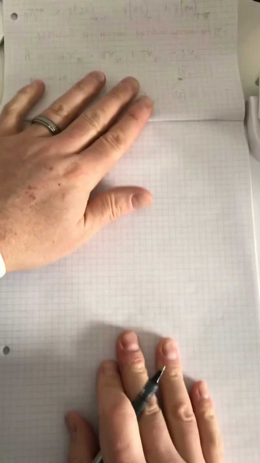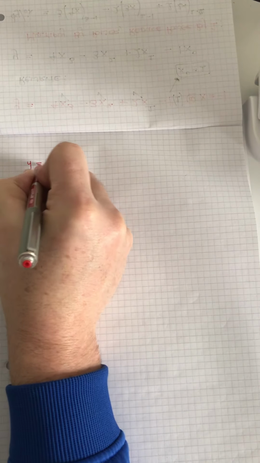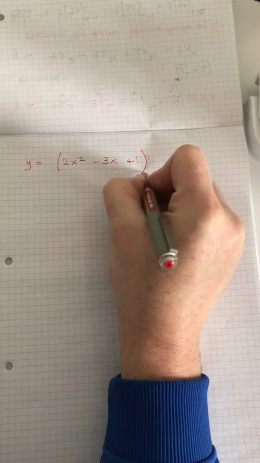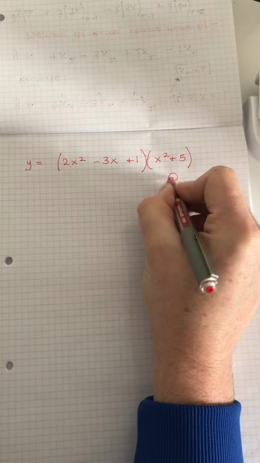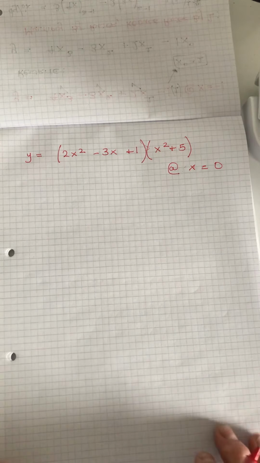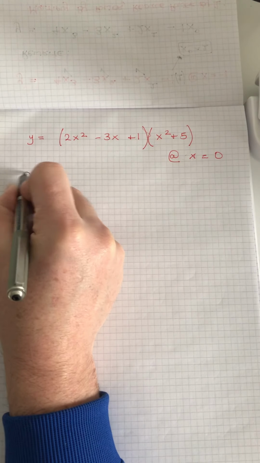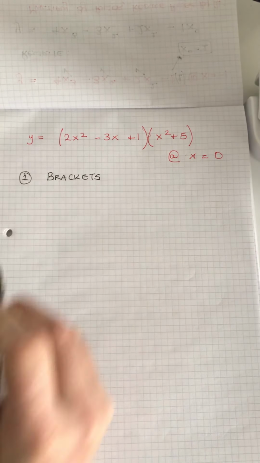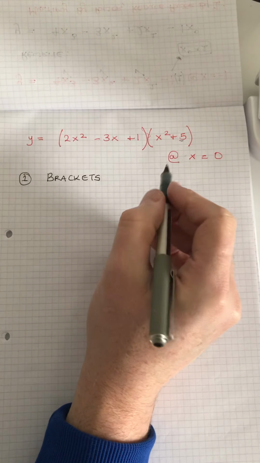Next one I'm going to do for you. So y equals 2x squared minus 3x plus 1 times x squared plus 5 in brackets, and that's at x equal to 0. Okay. So in this one here, the first thing we're going to do is our brackets. We're going to multiply. Okay? So everything in the first bracket times everything in the second bracket.